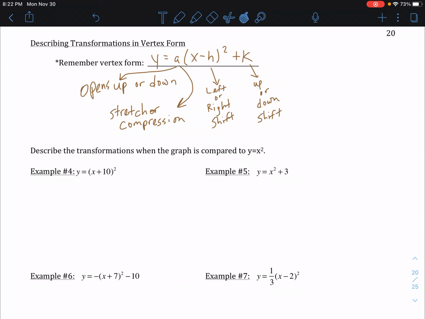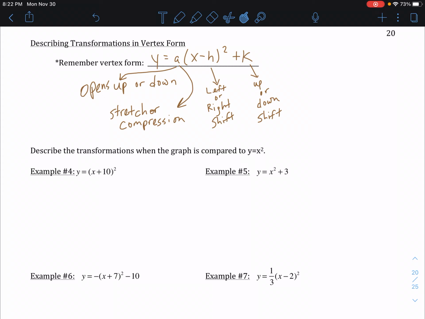So describing transformations is like saying, hey, does it open up or open down? Hey, does the vertex shift up or down or left or right a number of units? Is the graph stretched out and looks thinner, or is it compressed downward and looks a little wider? So we can look at the numbers in those, and that's right here.